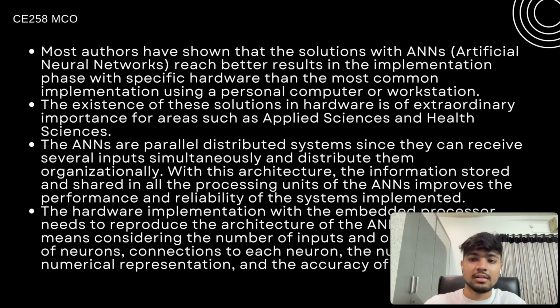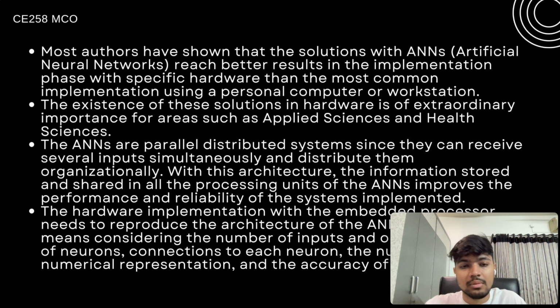Most authors have shown that the solutions with artificial neural networks reach better results in the implementation phase with specific hardware. That means that we have to use a specific type of hardware with specific requirements, such as a PC or a workstation. The existence of these solutions in hardware is of extraordinary importance for areas such as applied sciences and health science, where we need not basic but complex calculations, or something is riding on the stake, we need to have precise answers for that. So it comes in play there.